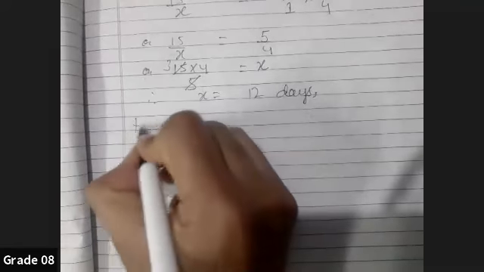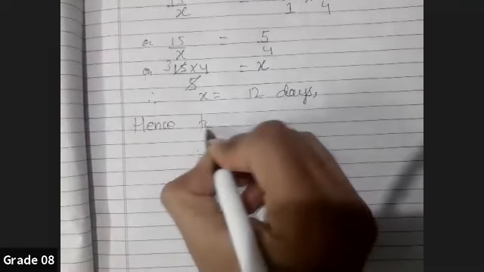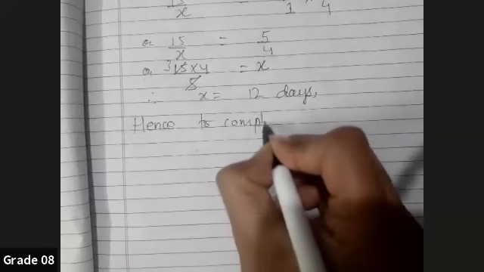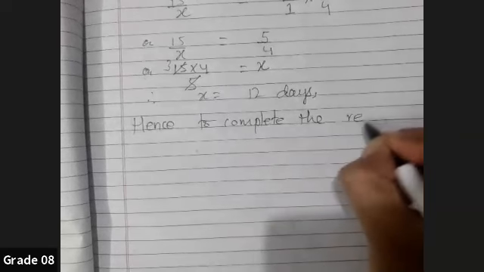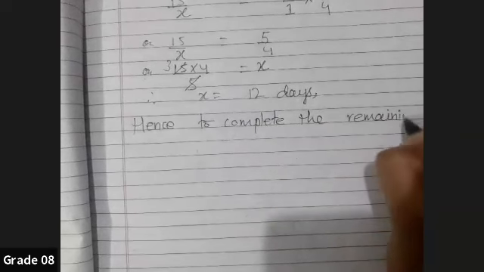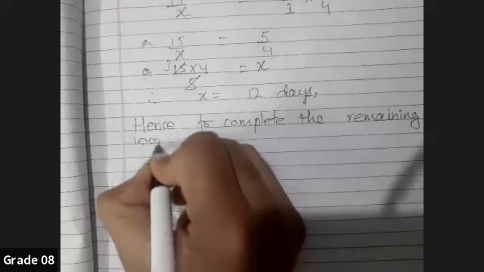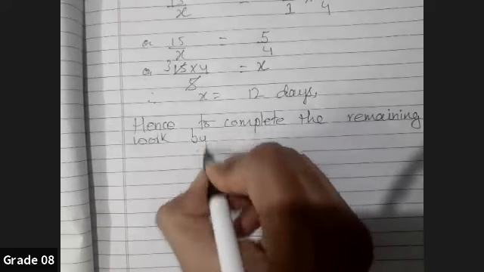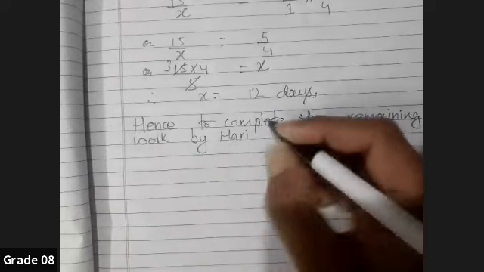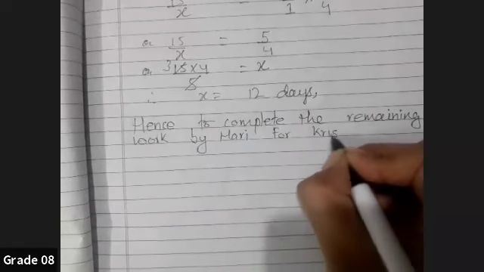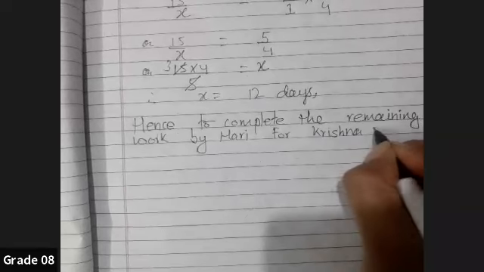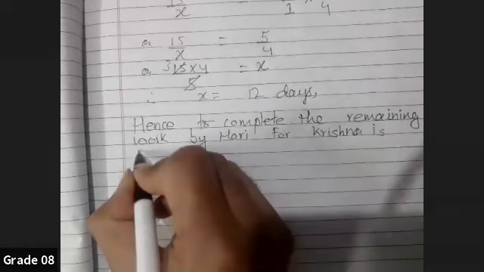So you have to write: hence, to complete the remaining work left by Hari, Krishna takes 12 days.